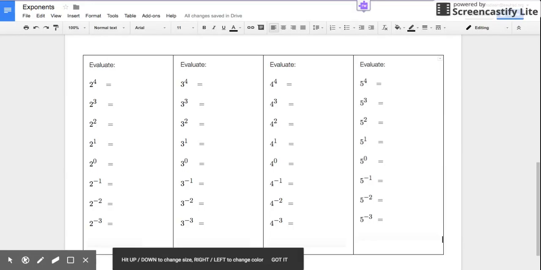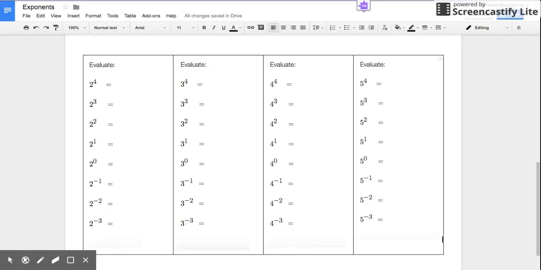We can easily find the powers when the exponents are positive, but we're not very familiar when the exponents are 0, as in here, and when the exponents are negatives. So our goal is to find out a way to determine the value of 2 to the 0, 3 to the 0, 4 to the 0, and 5 to the 0, and to evaluate exponents that are negative. So let's begin.